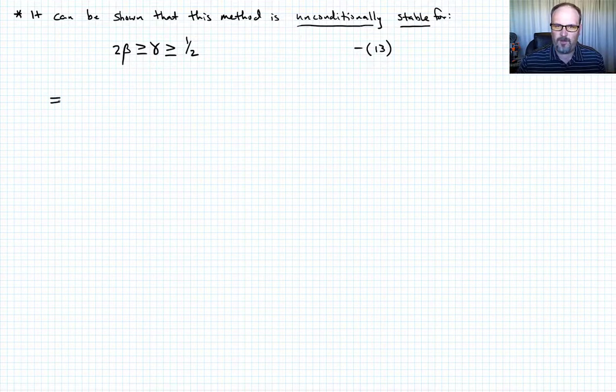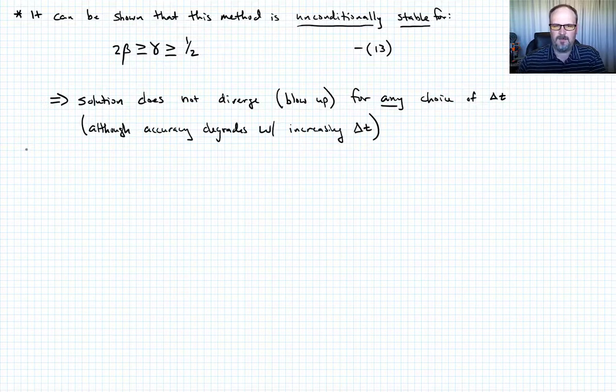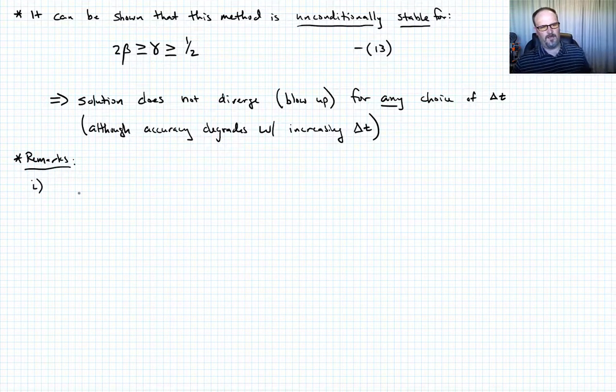So what does this mean? What is an unconditionally stable solution? It means that the solution does not diverge or blow up no matter what we choose for delta t. Except that it should be noted that if you change delta t, if you make it large, you can degrade your accuracy, but it doesn't make your solution blow up. So how do we know what values we should choose for gamma and beta? Let me give you some remarks. Number 1: there are several commonly used versions of this method. All of them have unconditional stability.